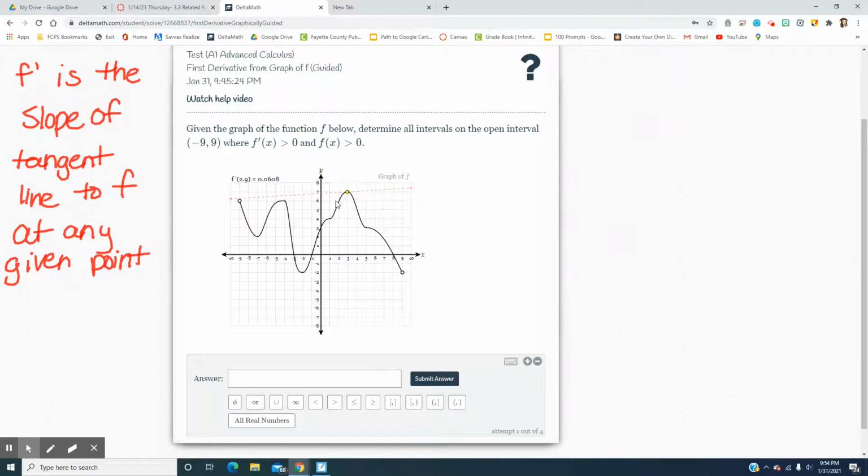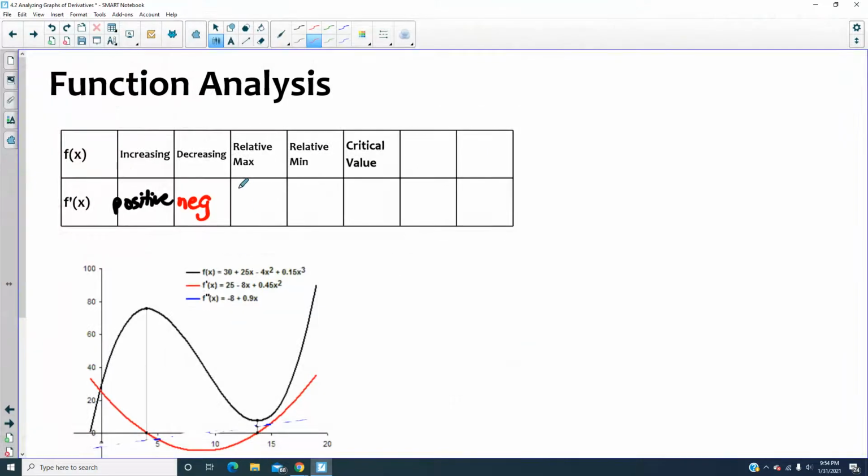So to have a relative max, remember f has to increase and then decrease. Well, if f has to increase and then decrease, then f prime has to be positive and then negative. So for there to be a relative max, we have to see f prime change from positive to negative. For there to be a relative minimum, we have to see a change from negative to positive.